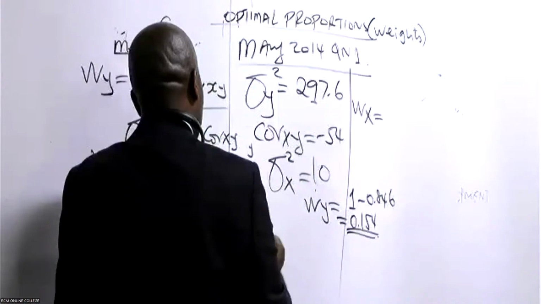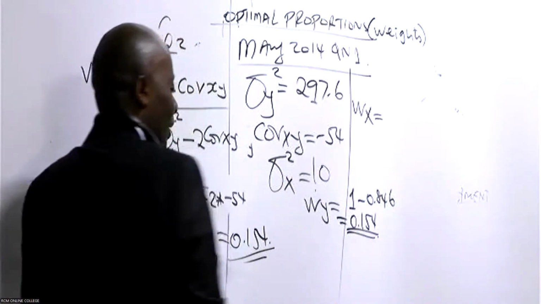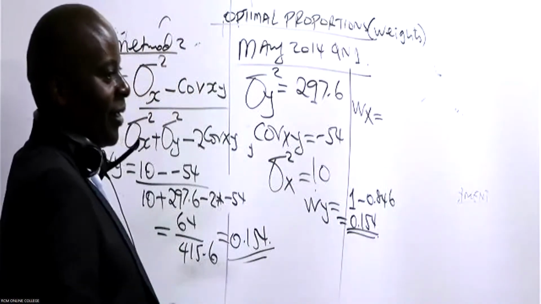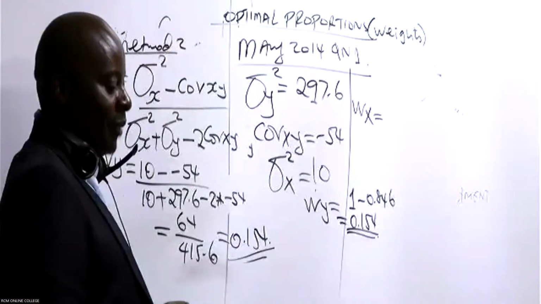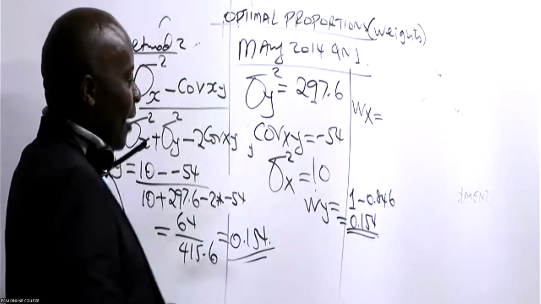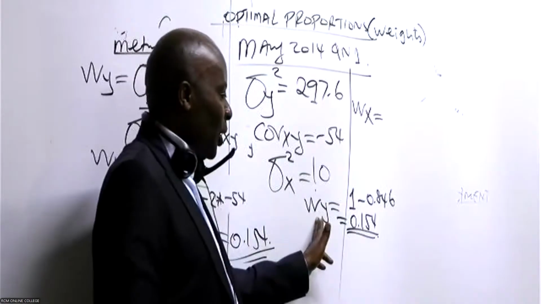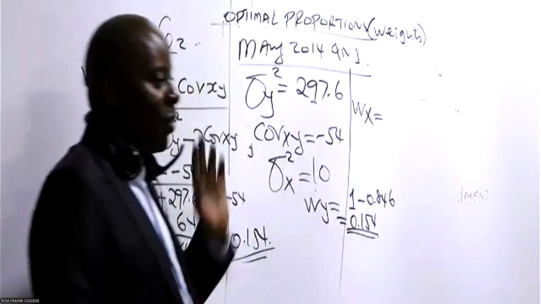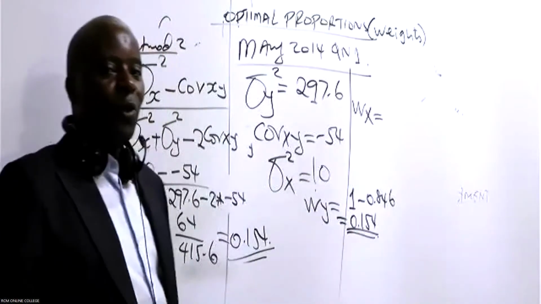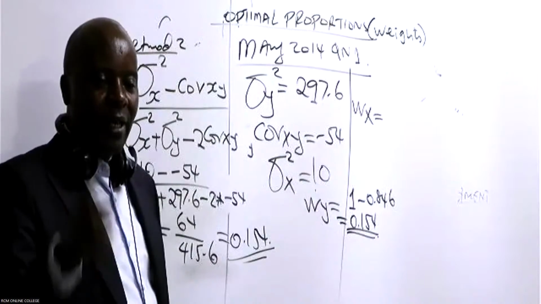Are you able to see some similarity with something? Yeah, because we are done here; using the other method, we got wy as 0.154 like that. So those 2 formulas, you shall never forget them.